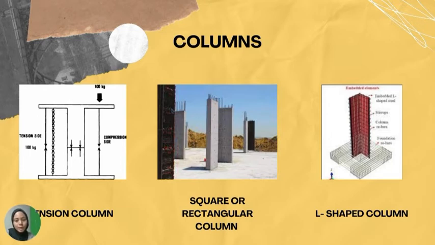And the last one is L-shaped column. It is easy to construct, and the level of support they provide often makes them the best choice of column for buildings and other heavy structures.